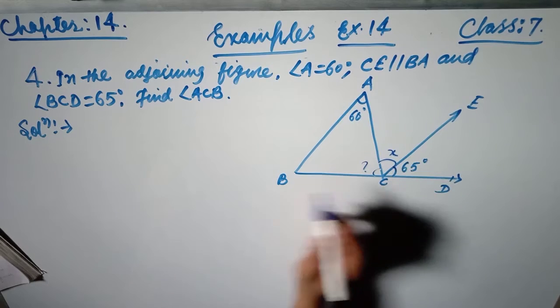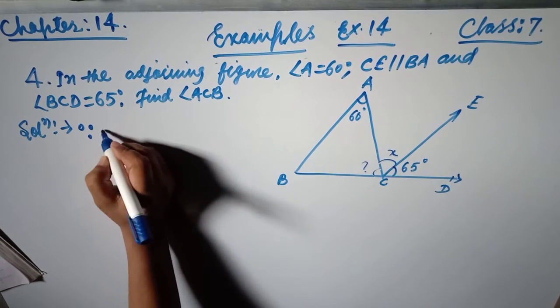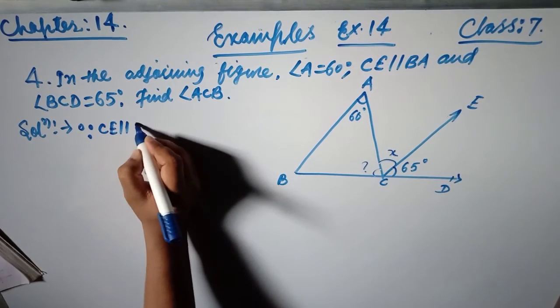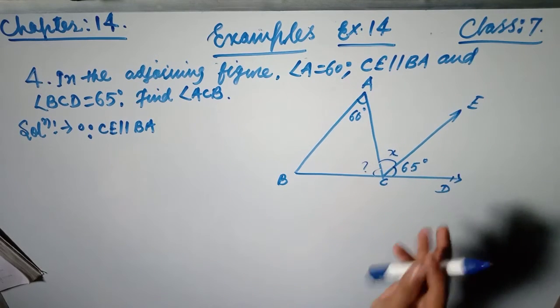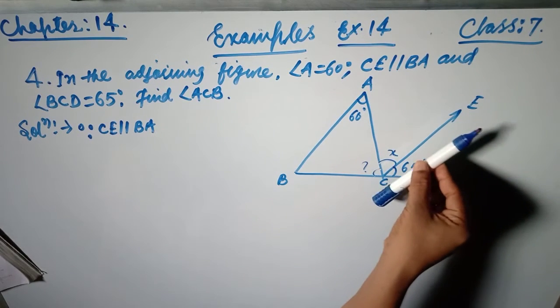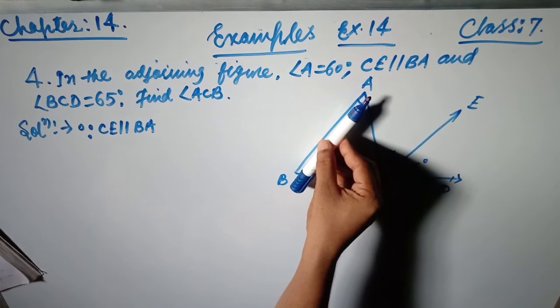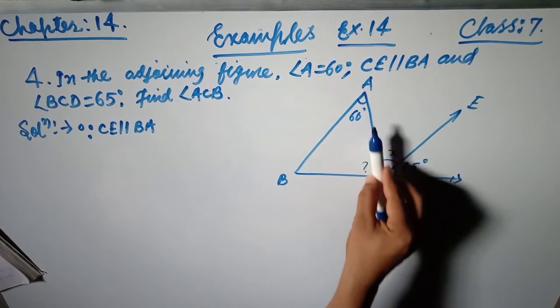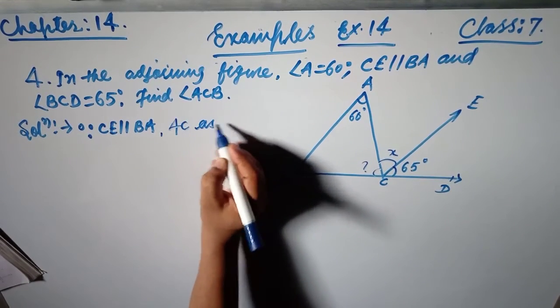Now see friends, in the figure, since CE is parallel to BA. Now friends, this line is parallel, this CE is parallel to BA. Okay, now consider AC as transversal.